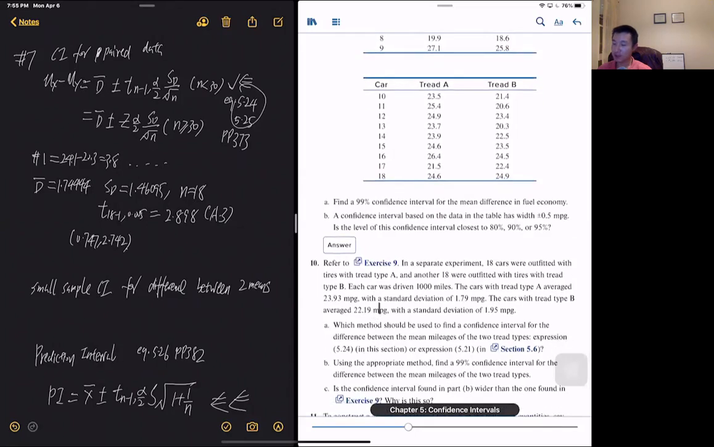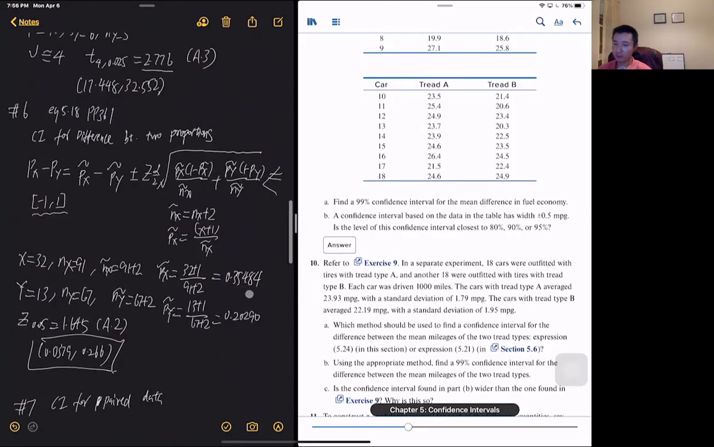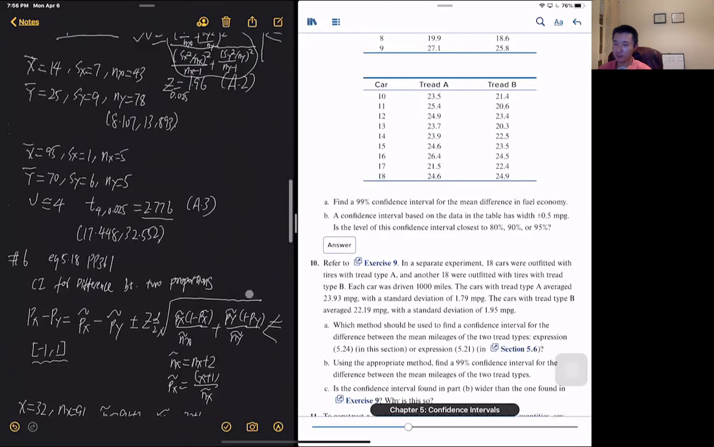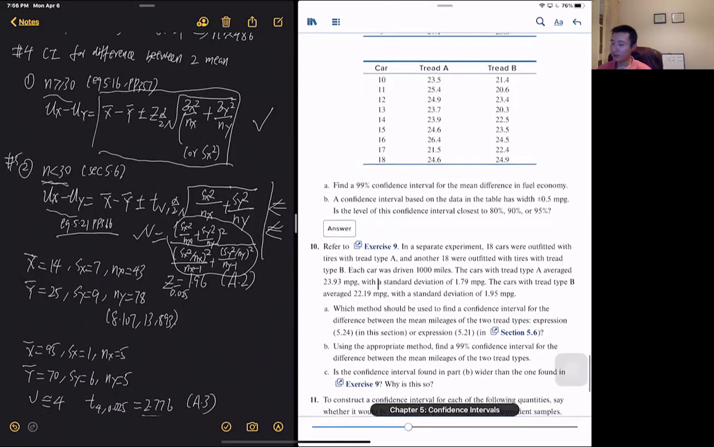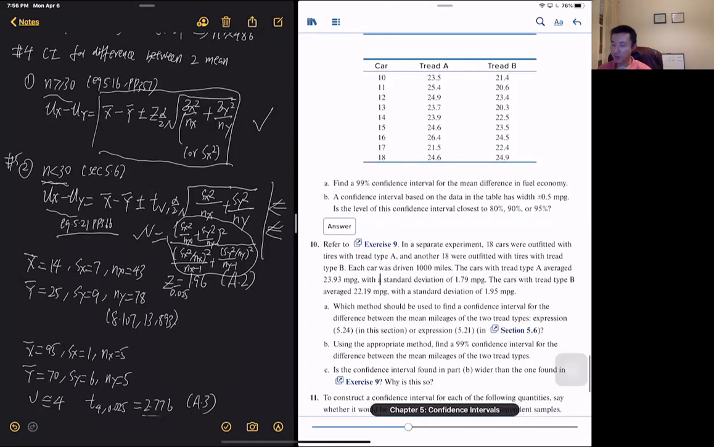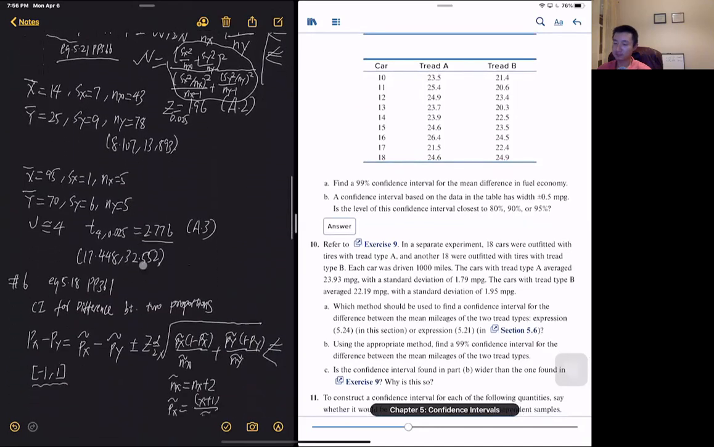Because this is not paired data, we should use the small sample confidence interval for the difference between two means, which we discussed in previous sections. Small sample confidence interval for the difference between two means, which is here. Use this set of equations. So for question number 10, we should not use paired data.